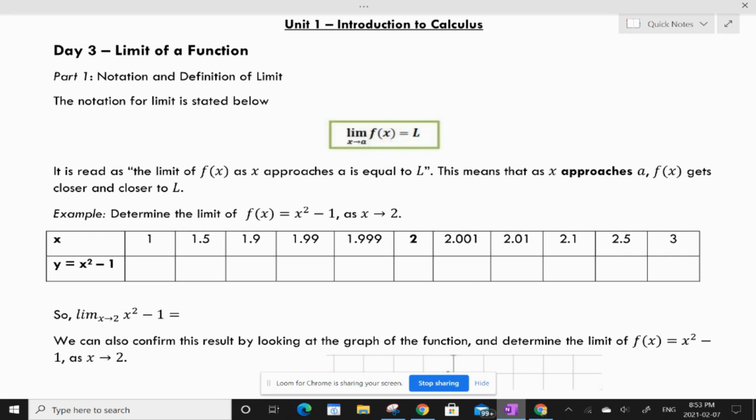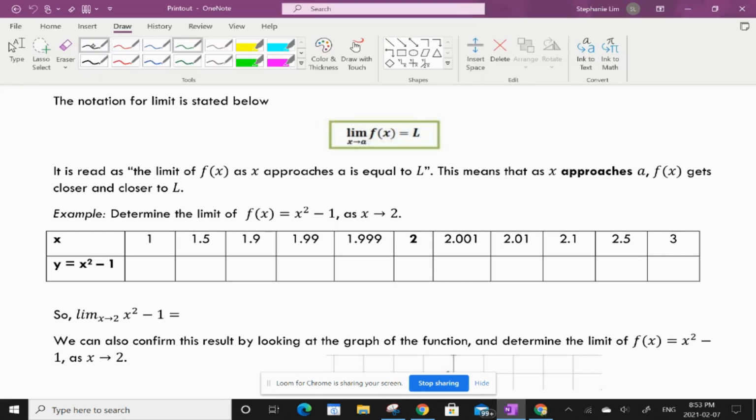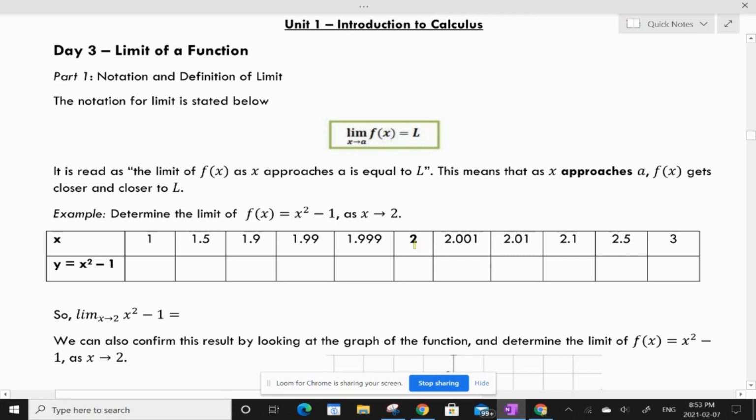So let's take a look at an example to help us see what the limit is. In this example, it says determine the limit of f of x equals x squared minus 1 as x is approaching 2. You're going to notice I have a table of values there, and we always have our central x value that we're dealing with, which is x equals 2. But then I have some x values that are just smaller than 2, and some x values that are just bigger than 2.